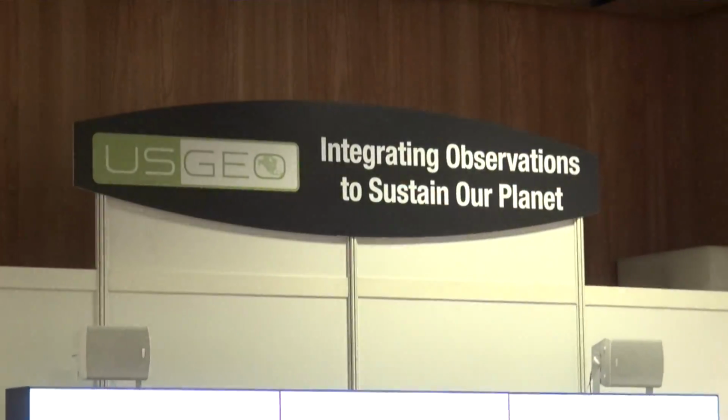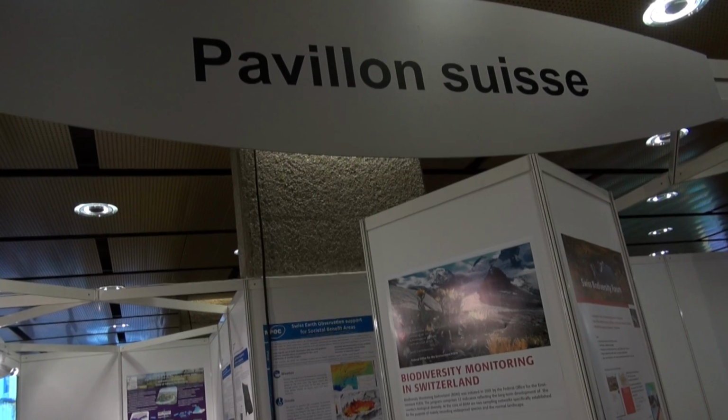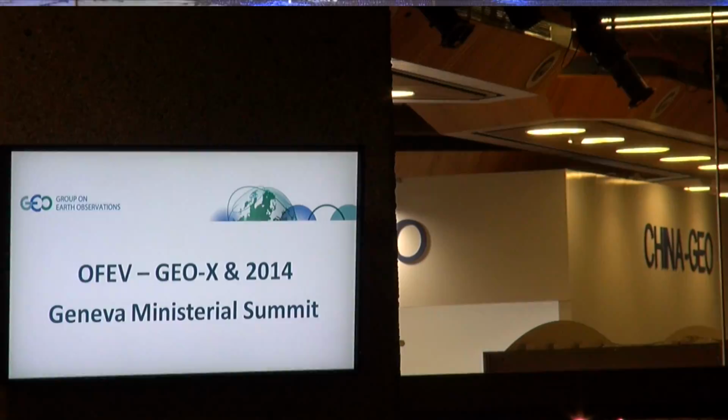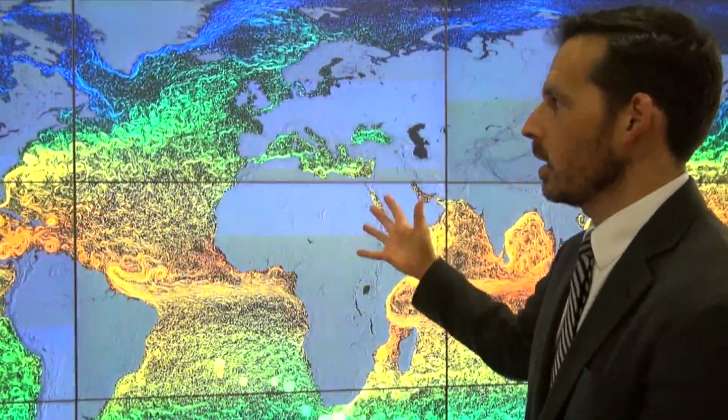So today and this whole week, the U.S. is sponsoring a booth at this international conference looking at Earth observations. Dozens and scores of countries and participating organizations are here this week to coordinate on how we can best use Earth observations from satellites as well as from buoys in the ocean and ground sensors to really observe the Earth. So what we're looking at here is actually a depiction of sea surface temperature.